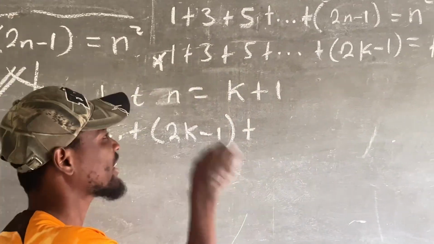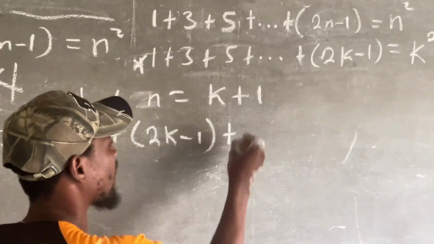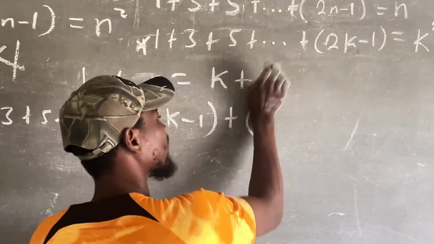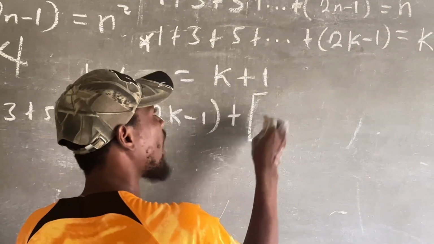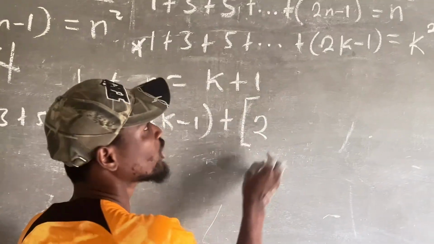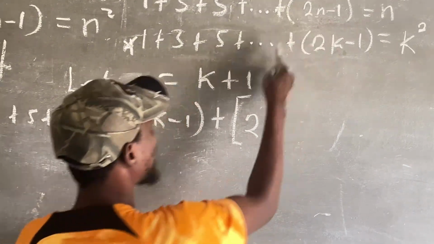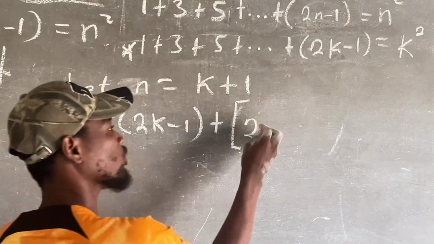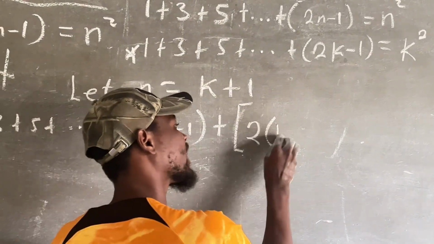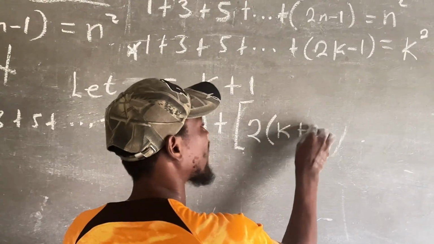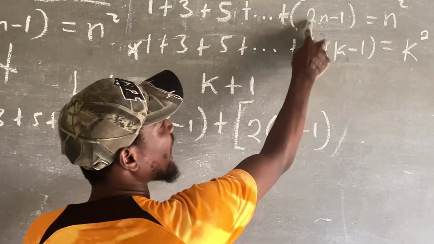The expression k plus 1. So what do I have? I have 2 here. So 2 is multiplying n, where n is equal to k plus 1. So multiplying n, where n is k plus 1. Alright? So we are done with this.